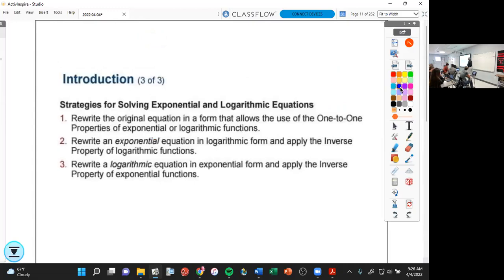Strategies for solving exponential and logarithmic equations. Rewrite the original equation in a form that allows you to use the one-to-one property. If you can write it in the form of one-to-one, those are super, super easy to solve. Rewrite exponential equations in logarithmic form and apply the inverse property of logarithmic functions. Rewrite the logarithmic equation in exponential form and apply the inverse property. So there's two things to do, right? One-to-one, inverse. That's the only two things we're doing. One-to-one property or take the inverse.